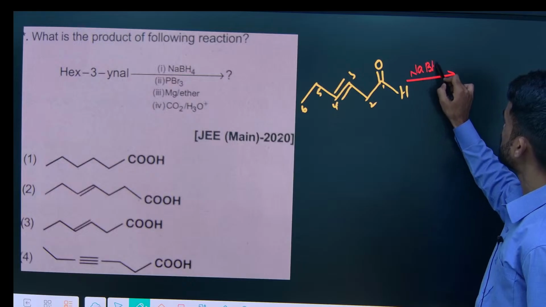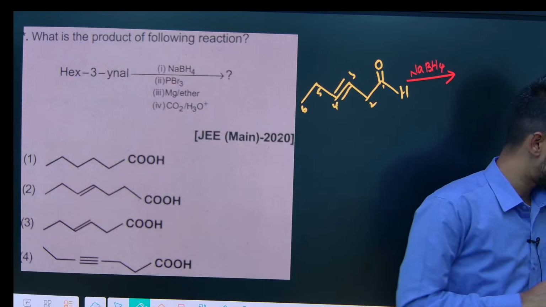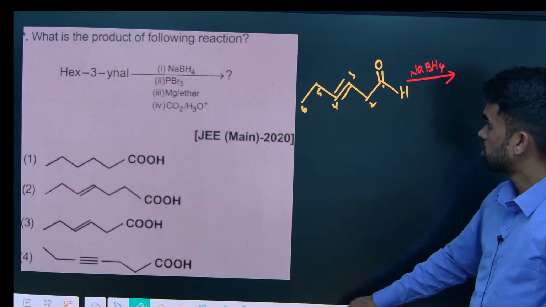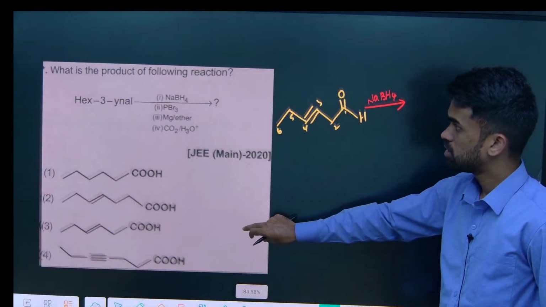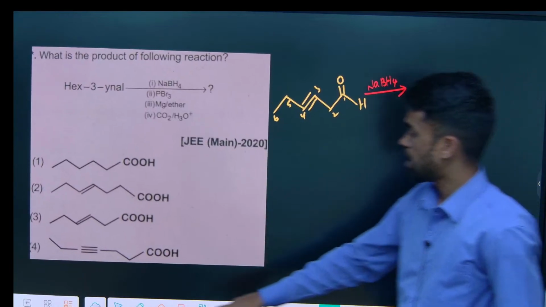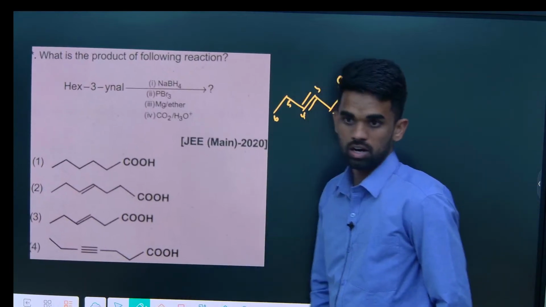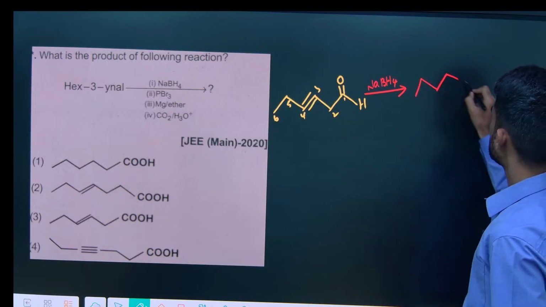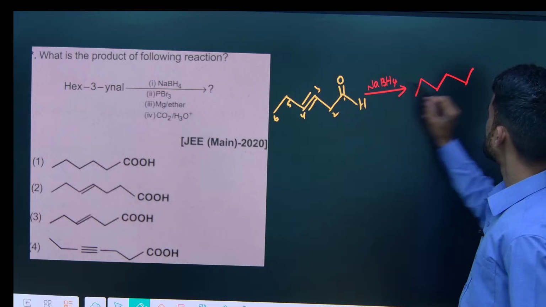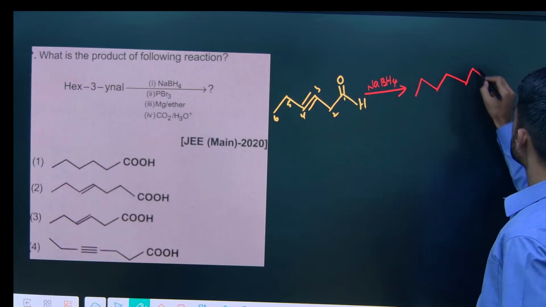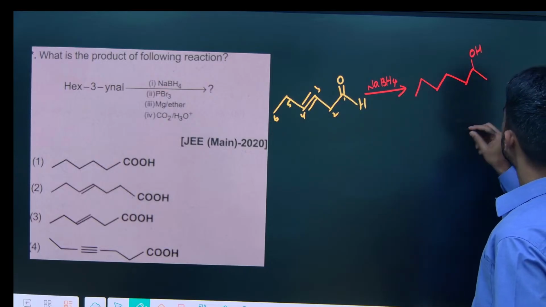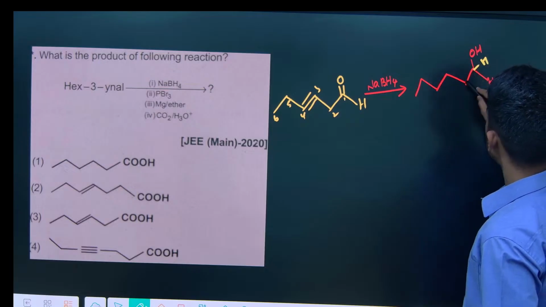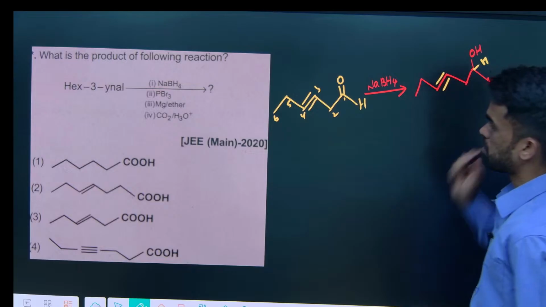NaBH4. Now what happens with NaBH4? NaBH4 is a reducing agent. So now what will it do? Where is it added? To the oxygen. That aldehyde converts into alcohol. Okay, the triple bond remains as it is. So one, two, three, four, five, six, OH. Okay, a new hydrogen is added here. One, two, three, so the triple bond is as it is.